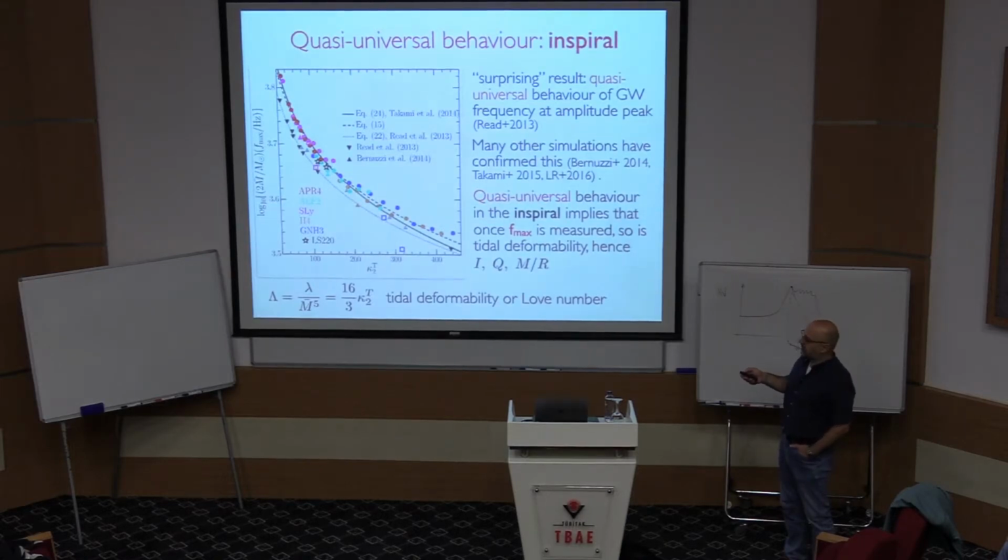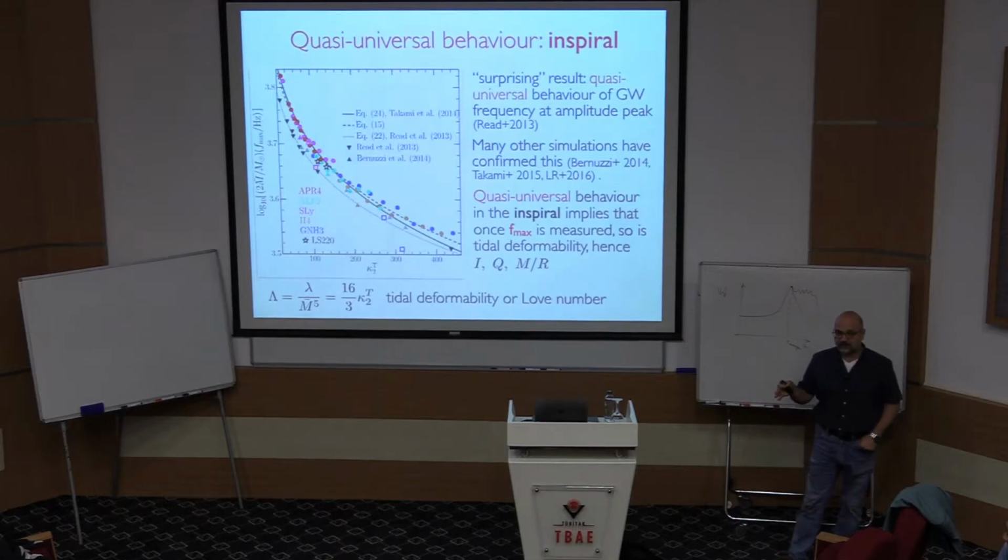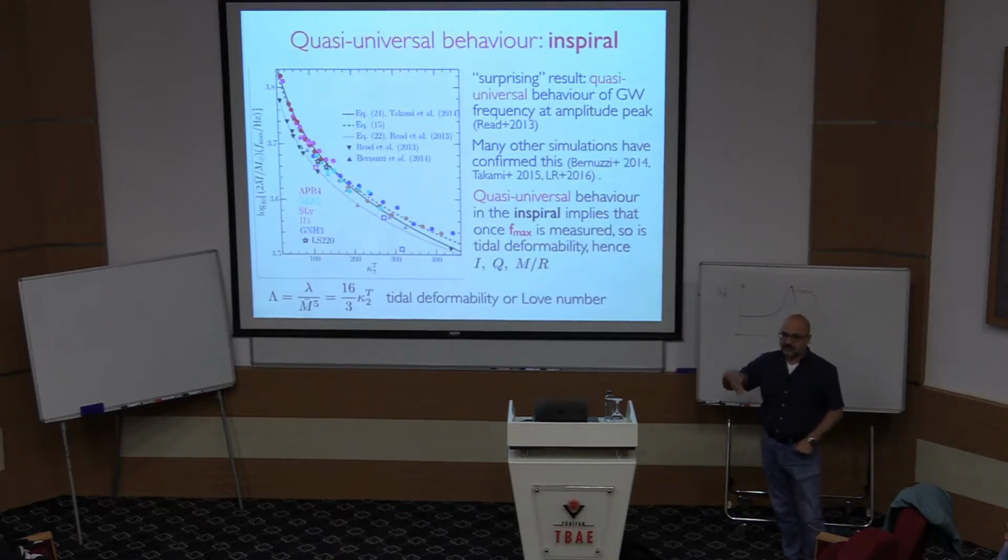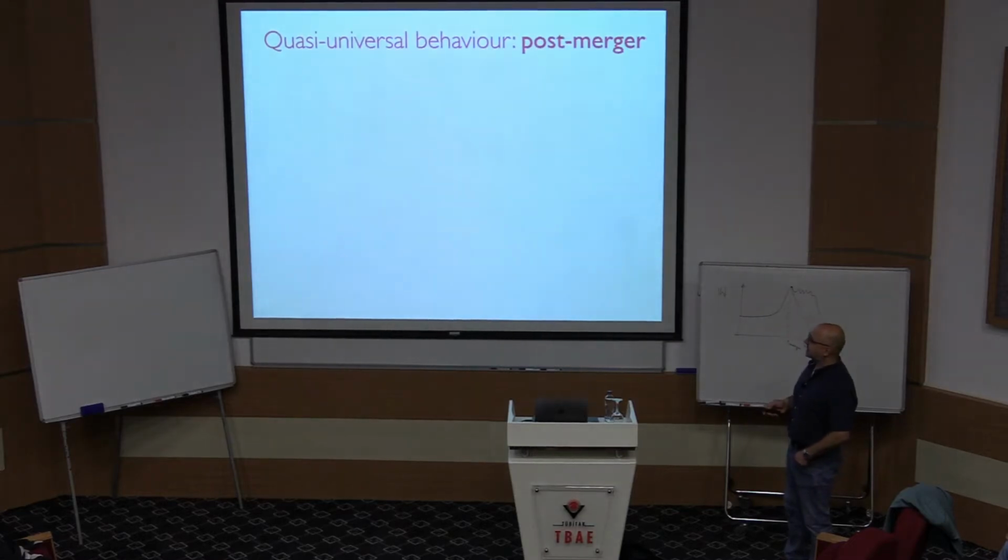And this is important because if you can measure this quantity, it's just a measure you do of the gravitational wave, immediately you have a measure of the tidal deformability. And if you have a measure of the tidal deformability, you have a measure of the moment of inertia, quadrupole moment, or mass ratio, and so on. So this is the way gravitational wave spectroscopy can work. You measure something, and immediately through a universal relation, you find out properties of the star.